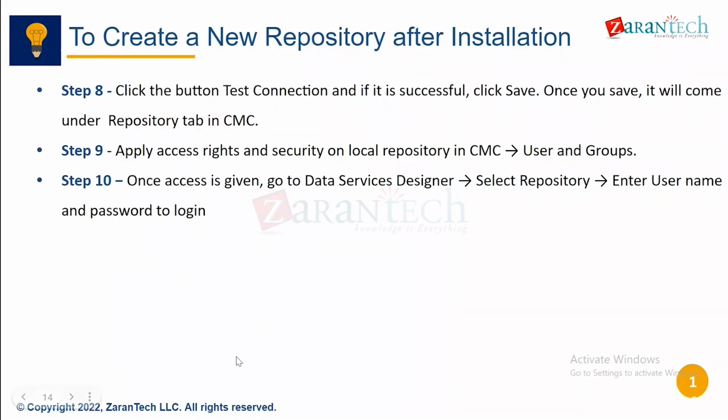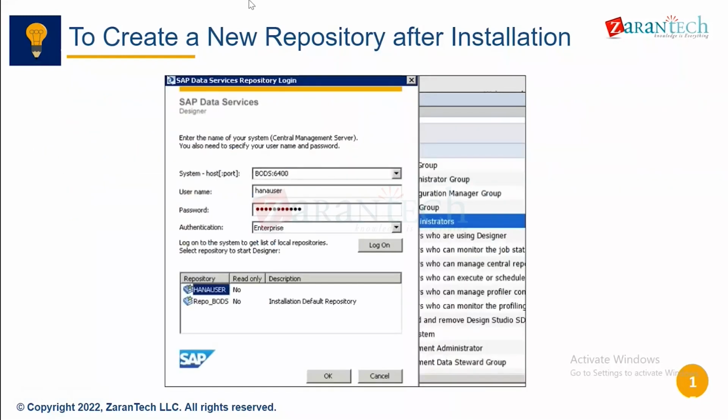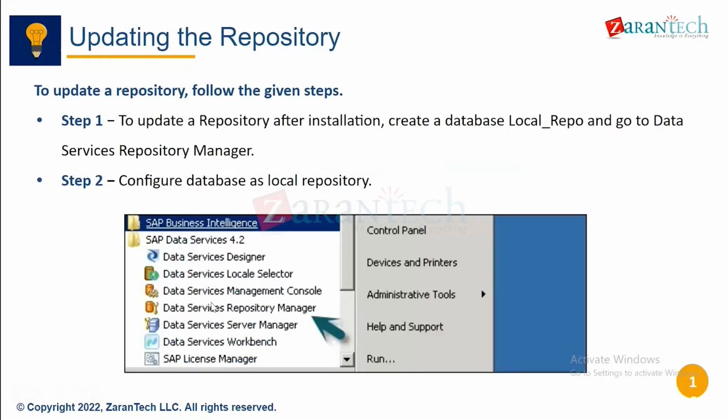So this is what the process was. So once you are done with all this, now repository creation is done. So now you need to go to this page. You need to give system or host name, username, password, and authentication. Once you provide all these details, if you click on login, then the associated repository will come here in the list. From there, whatever repository you want to log in to, you just click on that particular repository.